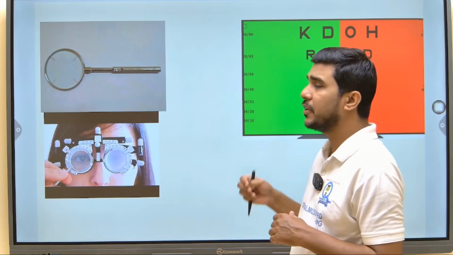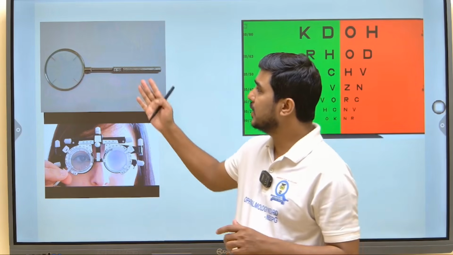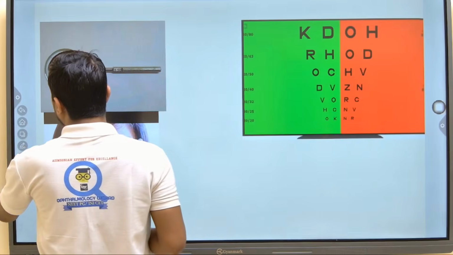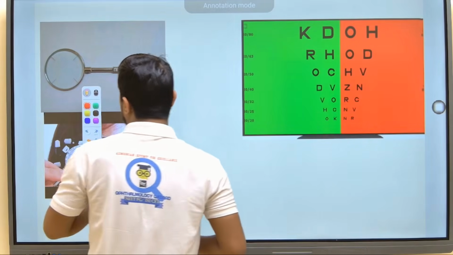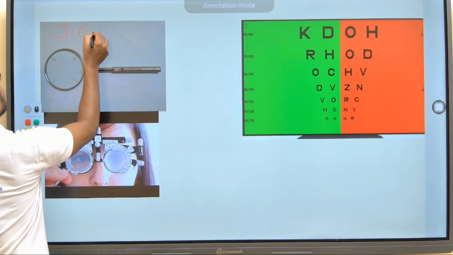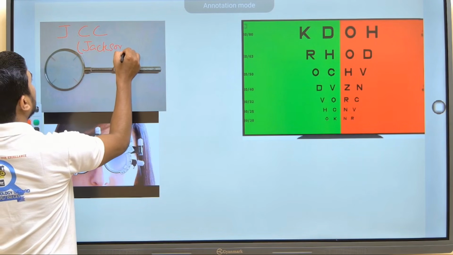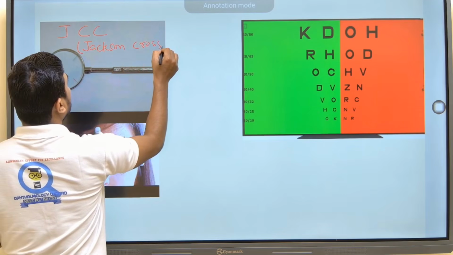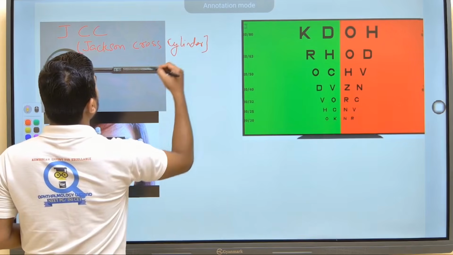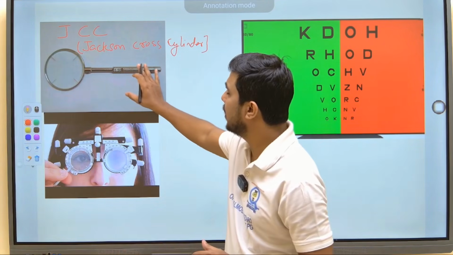These two images are very important in optics, right? What is this instrument called? This instrument is known as JCC. What is JCC? JCC is nothing but a Jackson cross cylinder, right? So you can see this is a Jackson cross cylinder.